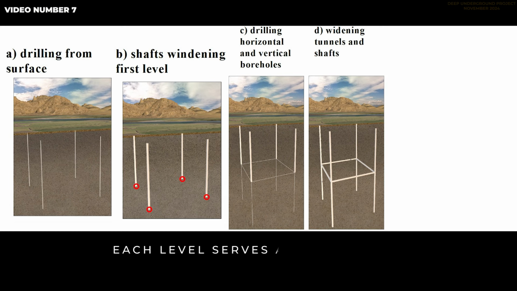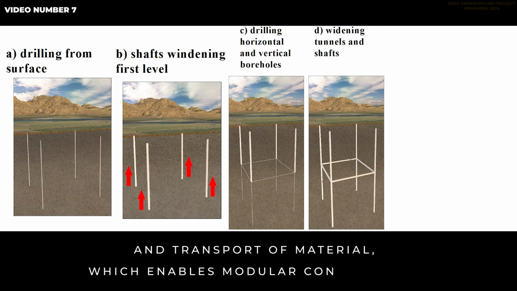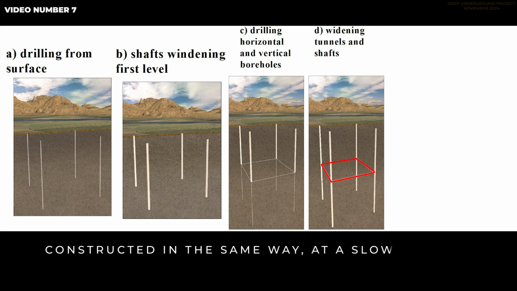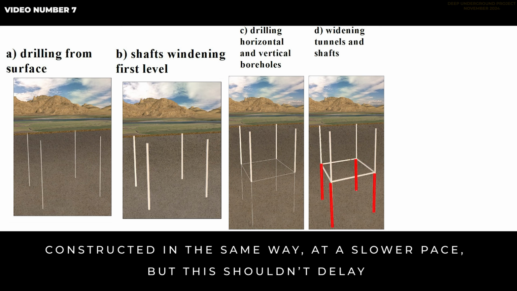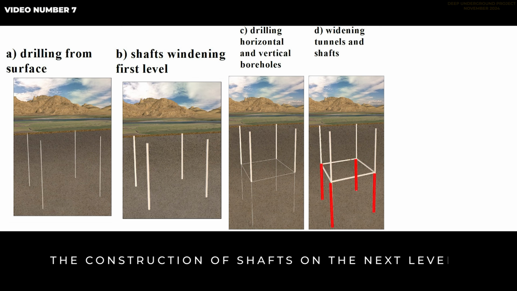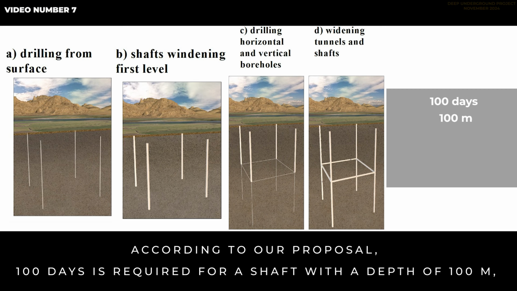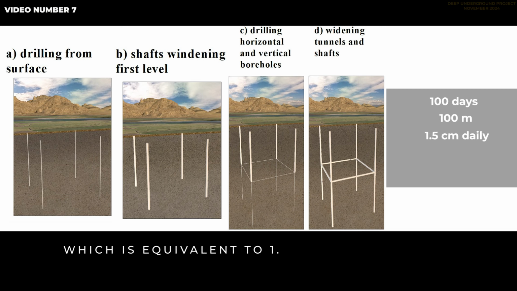Each level serves as a platform for excavation of the next level and transport of material, which enables modular construction. Groups of shafts can be connected by horizontal tunnels, constructed in the same way, at a slower pace. But this shouldn't delay the construction of shafts on the next level. According to our proposal, 100 days is required for a shaft with a depth of 100 meters, which is equivalent to 1.5 centimeters daily advance of borehole widening.